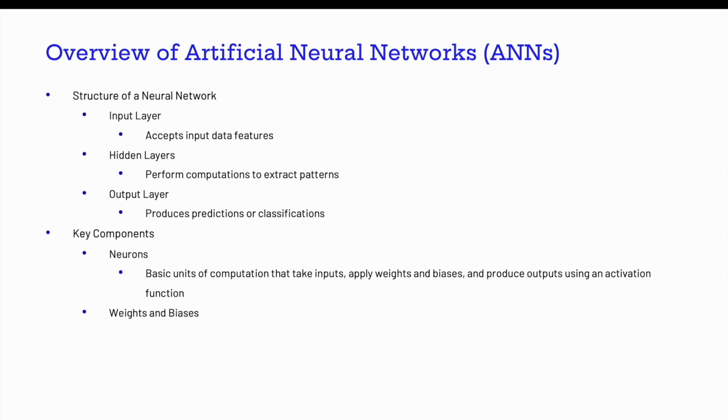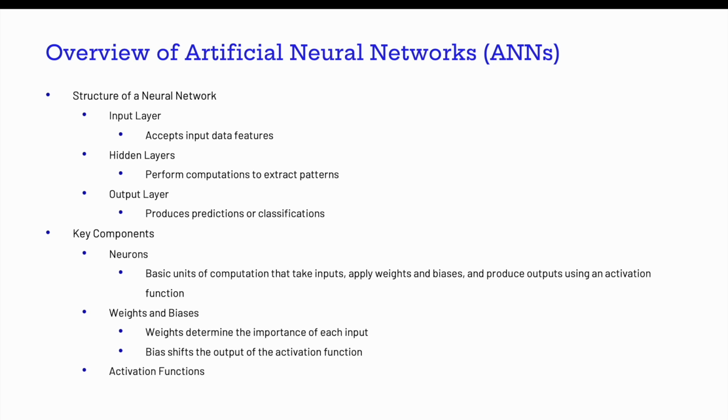Then we have the weights and biases. Weights determine the importance of each input, whereas bias shifts the output of the activation function. And finally, what is an activation function? It adds non-linearity to the model. For example, we have ReLU, sigmoid, tanh, and we're going to talk about these in future.